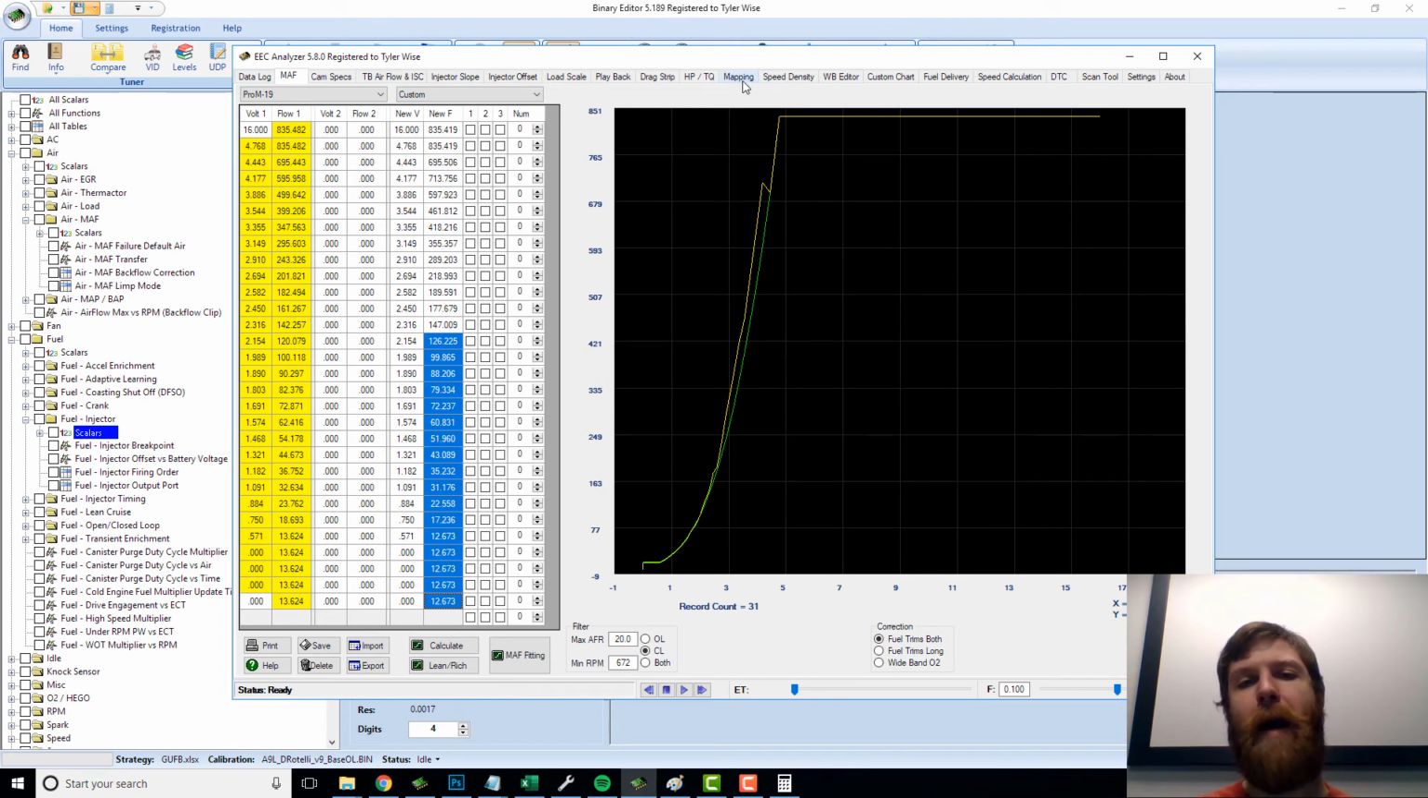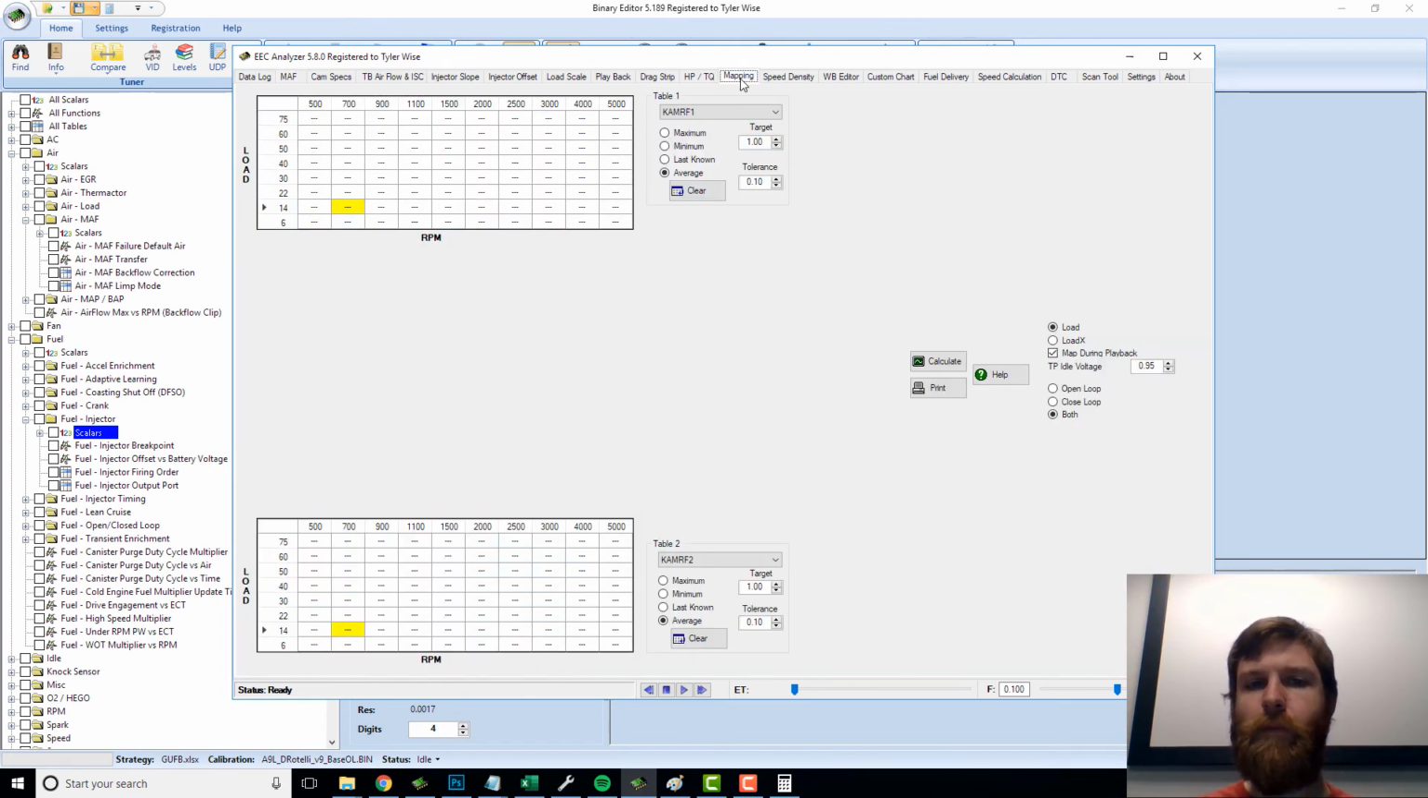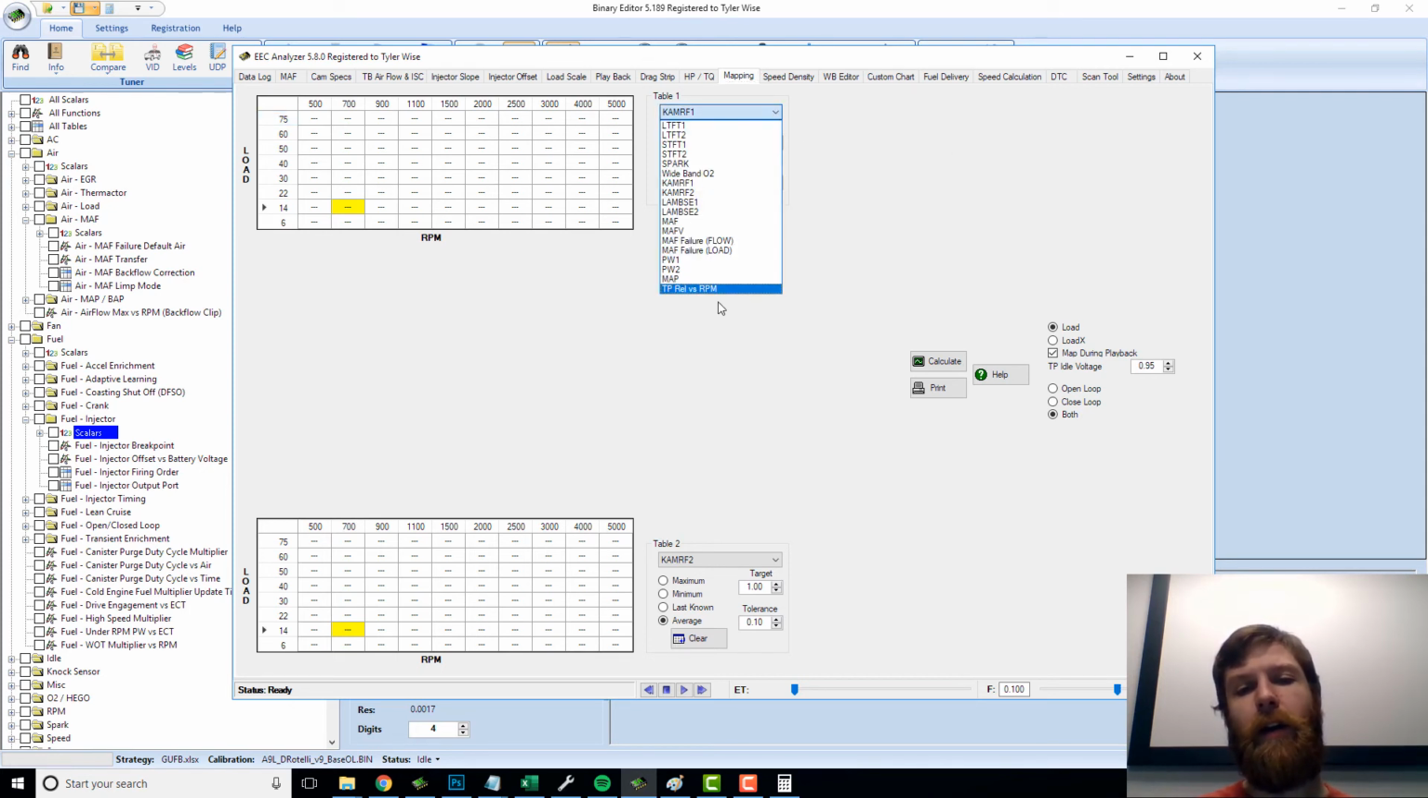And I'm going to go to this mapping tab right here. In this mapping tab, you notice that you have a series of cells based on load and RPM. This is very similar to what your adaptive learning is doing. On the top, and you can pick from the things that you were logging, I'm going to put my KAMRF 1 up here, and I've got my KAMRF 2 down here. And what I'm going to do is tell it to go ahead and just calculate all this stuff.